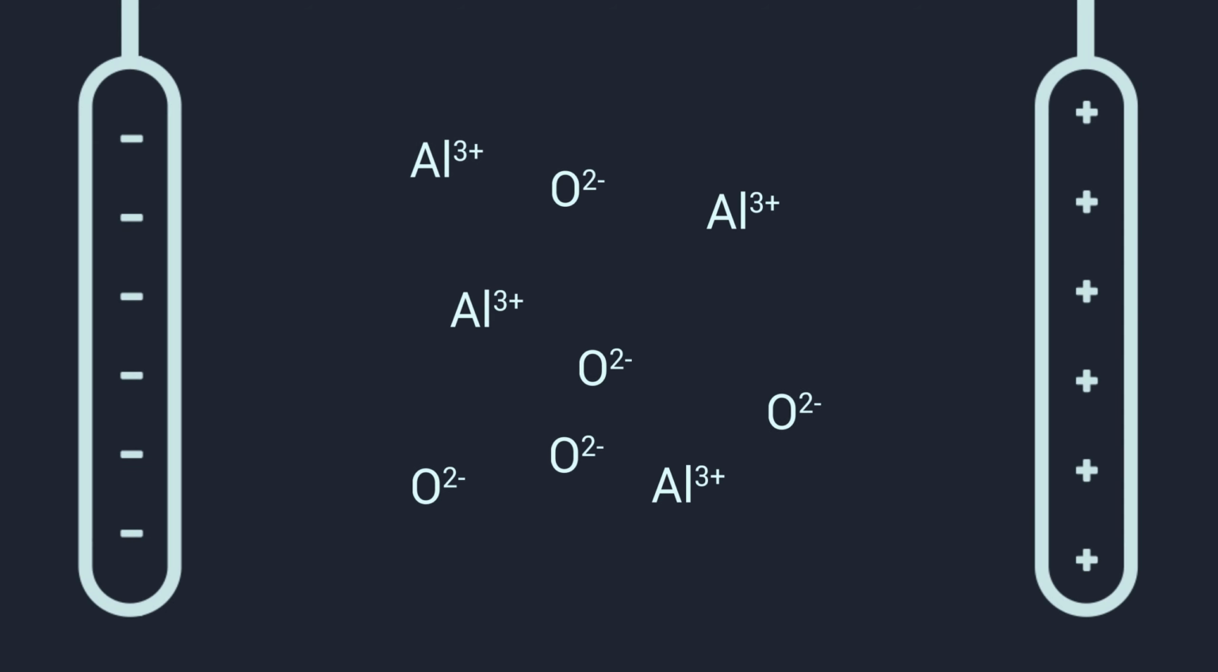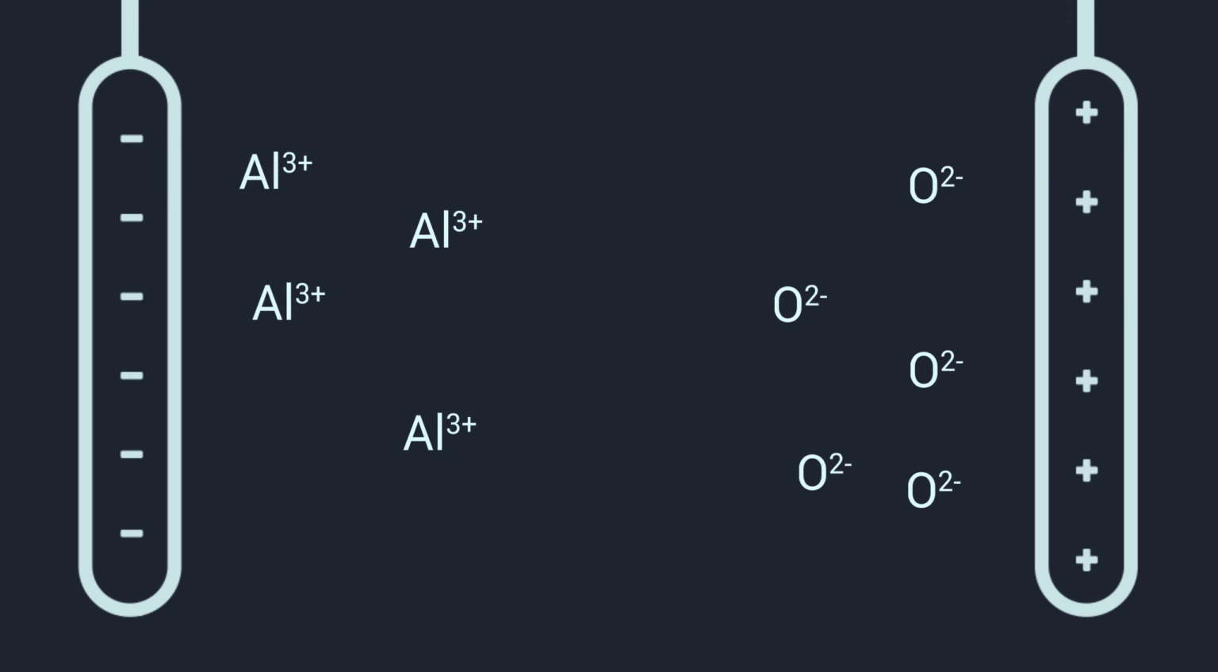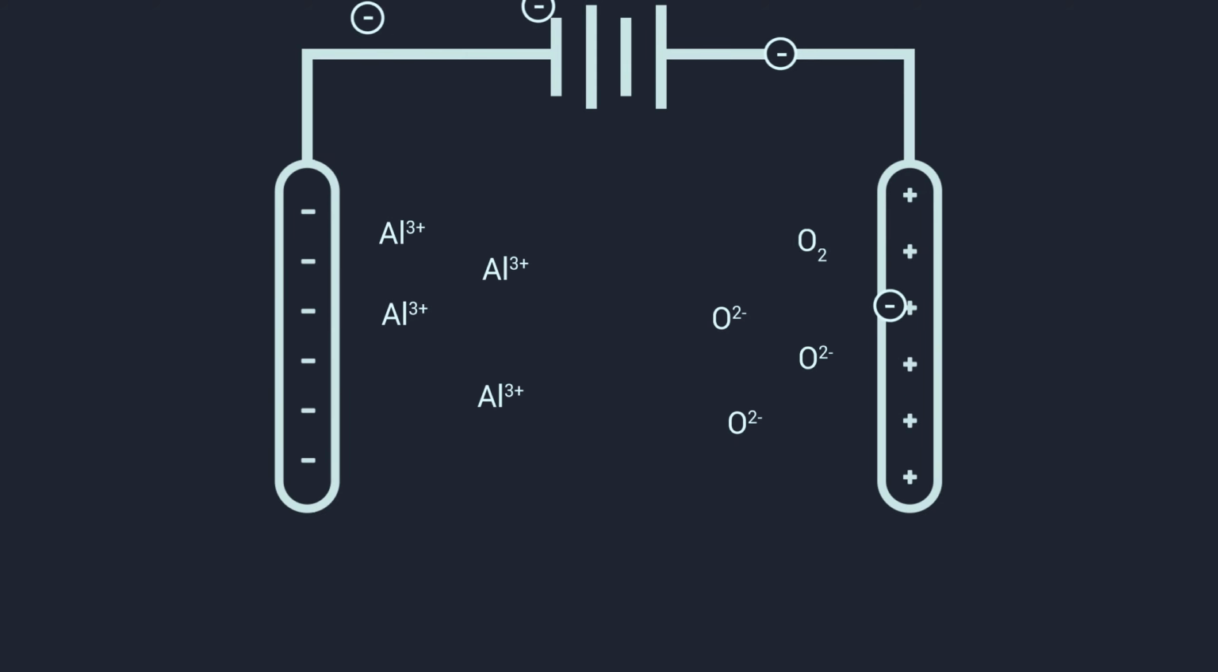These ions are then attracted to the different electrodes in the circuit. The negatively charged oxygen ions are attracted to the positively charged anode. Here, the electrons are lost for the oxygen to become neutrally charged and bind with another oxygen to become O2. These electrons are carried by the current to the negatively charged cathode.